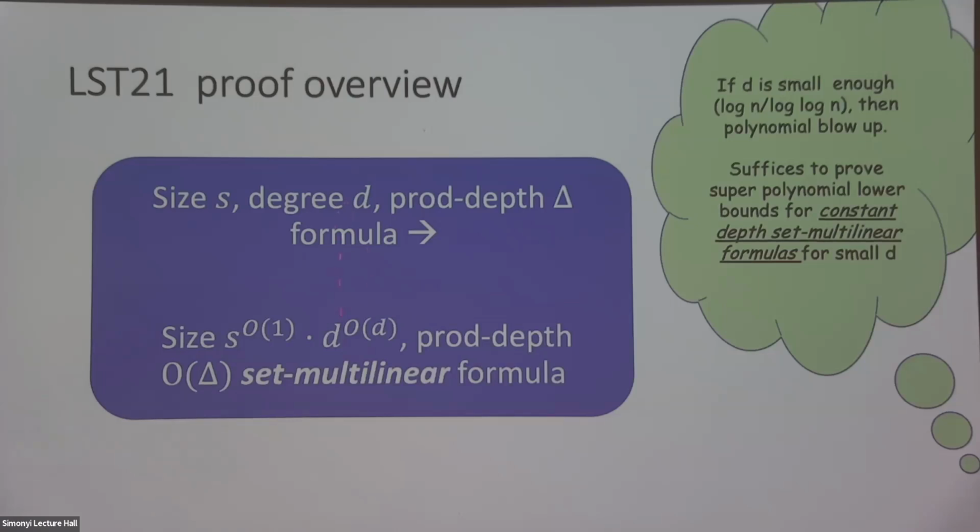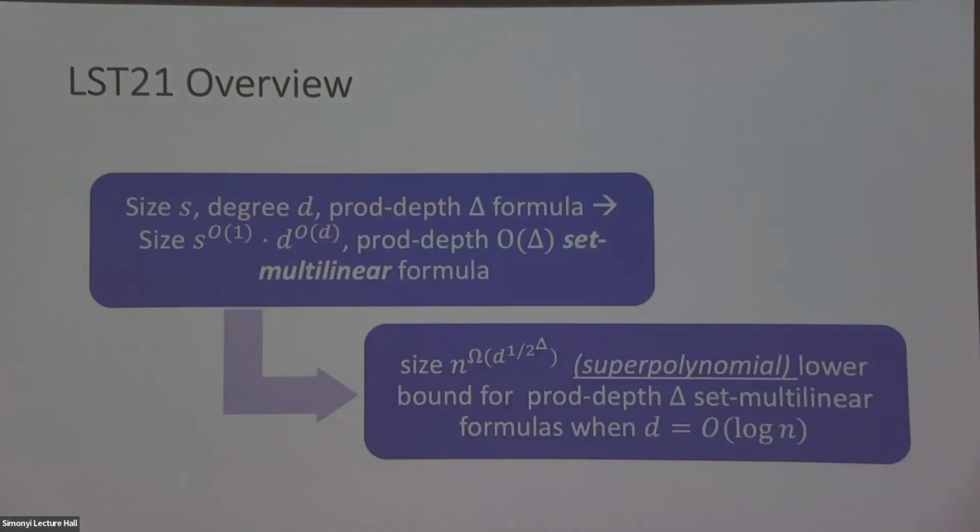So this reduction is actually not that hard, to go from general formulas to set multilinear formulas. One has to be careful, but it can be done. What was quite non-trivial about LST was then to prove these strong enough lower bounds for constant depth set multilinear formulas, especially when the degree is so tiny. It gets harder to prove these lower bounds when the degree is tinier. And so that's what they did.